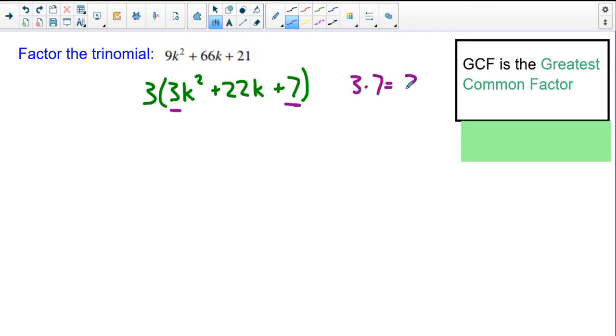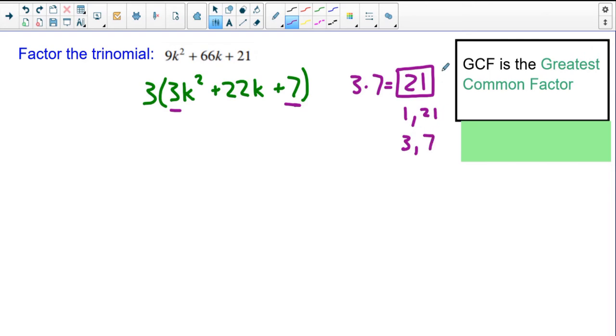3 times 7, that gives me 21. And again, I'm looking for factors of 21 that are going to add up to this middle number. So I'm trying to make 22 using factors of 21. All right, so I could do 1 times 21. Of course, I could also do 3 times 7, and that's really it.